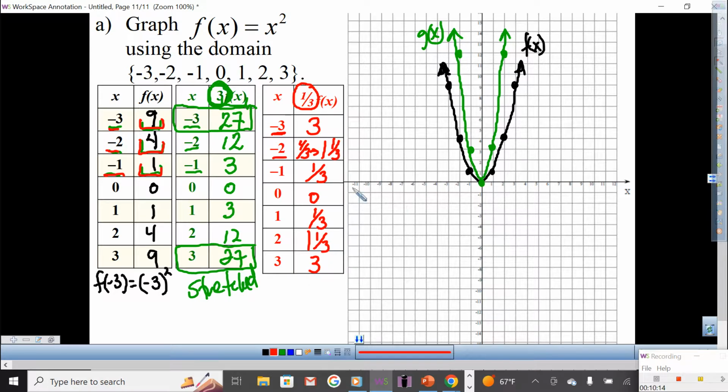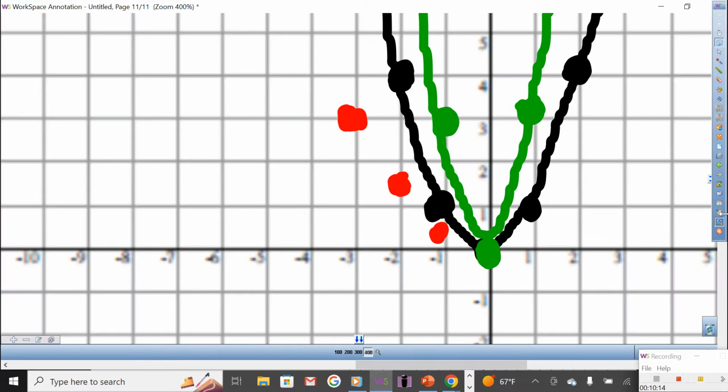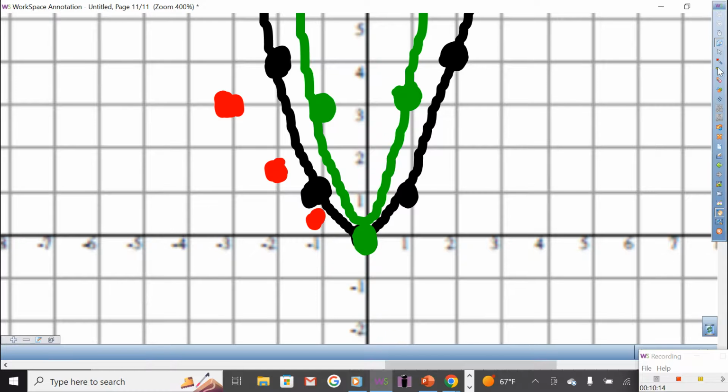All right, let's plot those in red on the same graph. -3, 3. -2, 1 1/3. -1, 1/3. Let me zoom in so you guys can see it. 0, 0. 1, 1/3. 2, 1 1/3. 3, 3.